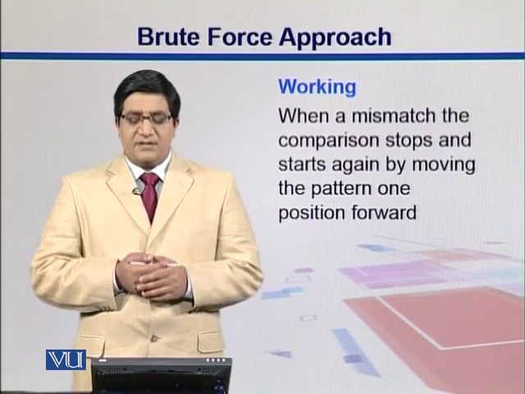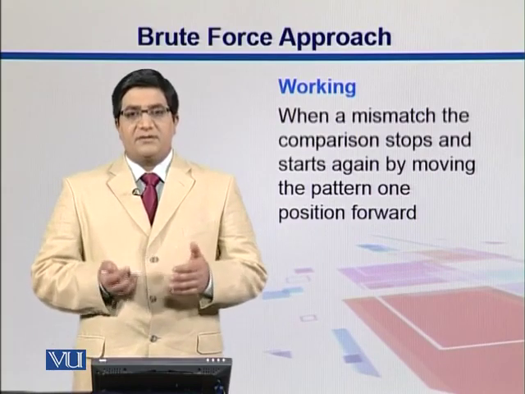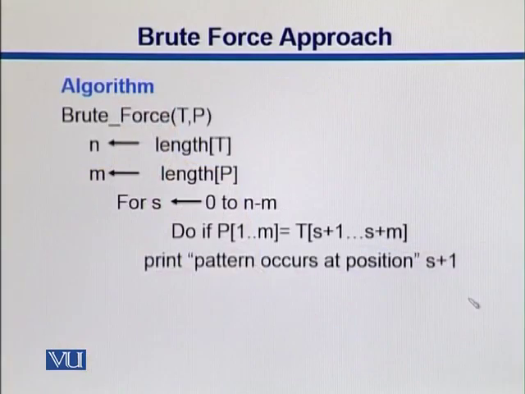When a mismatch occurs, the comparison stops and starts again by moving the pattern exactly one position forward. So here is our algorithm. We have a function brute force with two arguments, t, which is our text, and p, which is the pattern. n records the length of t, and m records the length of p, and we start with a for loop that goes from 0 to n minus m.